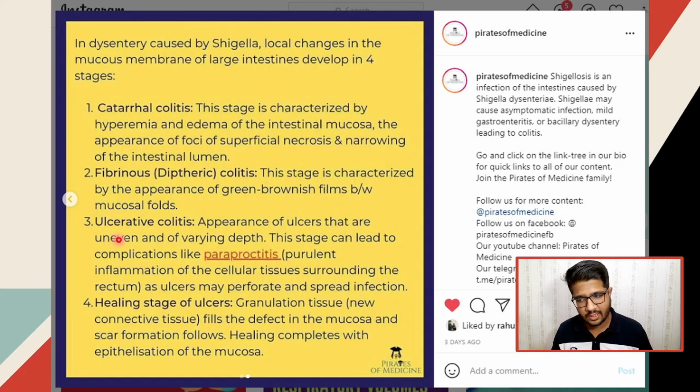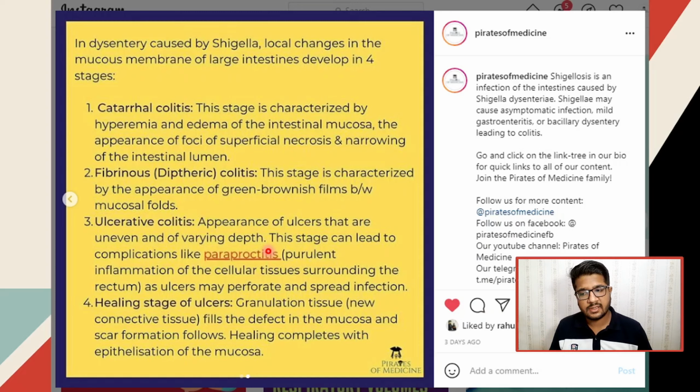Then we have ulcerative colitis. Ulcerative colitis develops after this, and from the name you can understand, it is the appearance of ulcers in the intestine mucosa. These ulcers can have uneven boundaries and can be of varying depths. One important thing you should understand is that if these ulcers rupture, the necrotic decaying matter can go outside the intestinal lumen and cause various problems. For example, paraproctitis, which means the purulent inflammation of the surrounding tissues of the rectum. It can cause peritonitis, which is inflammation of the peritoneum.